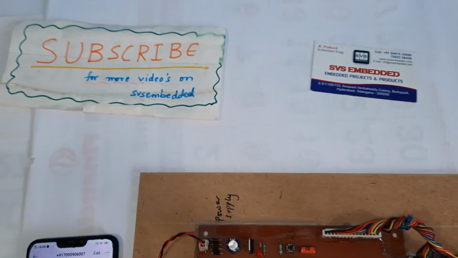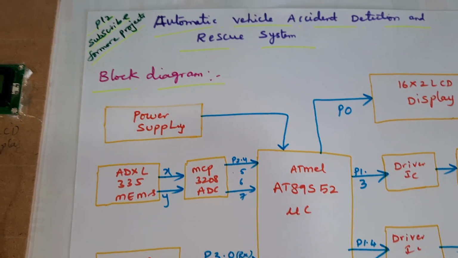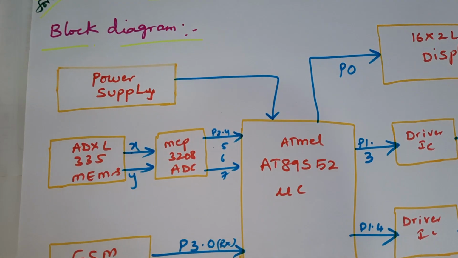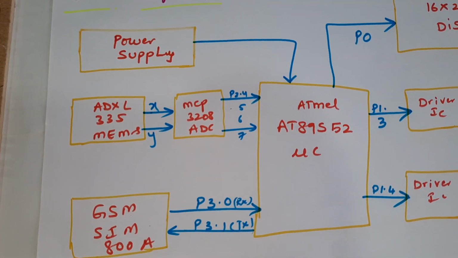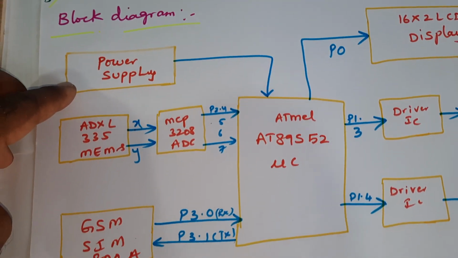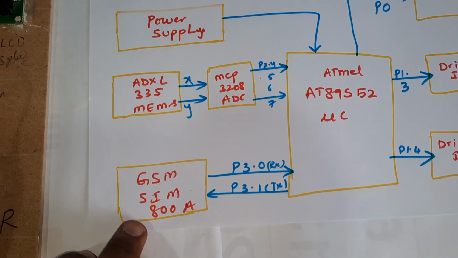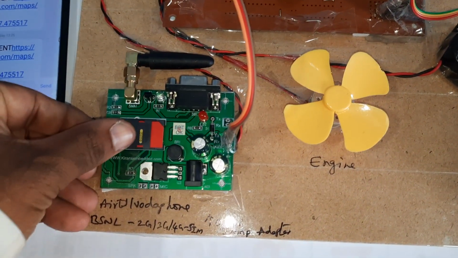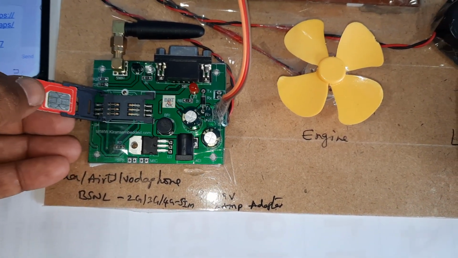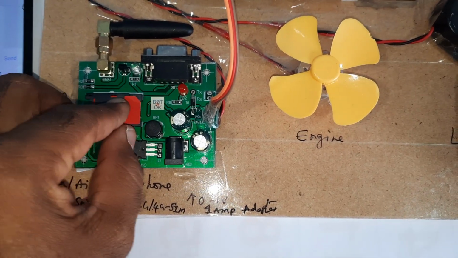The project title is Automatic Vehicle Accident and Rescue System using an 8051 microcontroller, from the family of the AT89S52 microcontroller, an Atmel company IC. We are using a power supply module and a GSM SIM800A. Here we can use Idea, Airtel, Vodafone, BSNL 2G, 3G, 4G SIM cards, with SMS balance, main balance and internet balance. You can insert the SIM card like this.